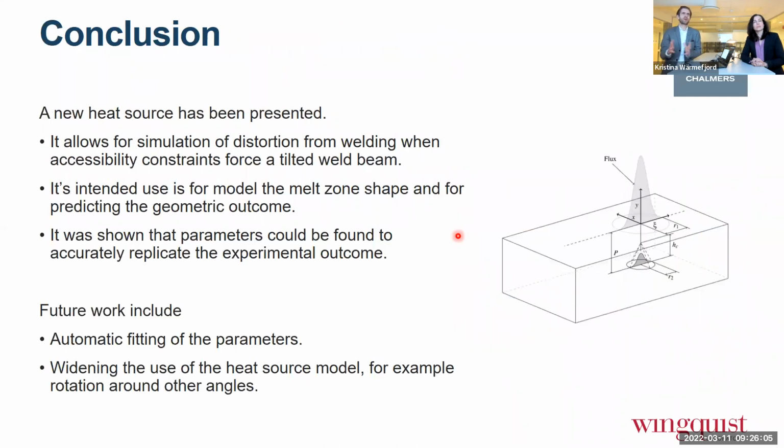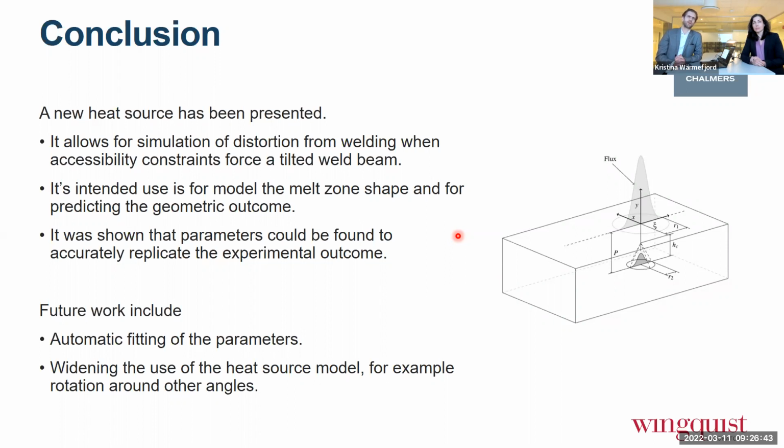So in conclusion, we have presented a new heat source here. It allows for simulation of distortion from welding when accessibility constraints force a tilted weld beam. It is intended to be used to find the melt zone shape and for predicting geometric outcome. And we show that we can find parameters to accurately replicate the experimental outcome, both from the tilted weld gun and from varying thickness.